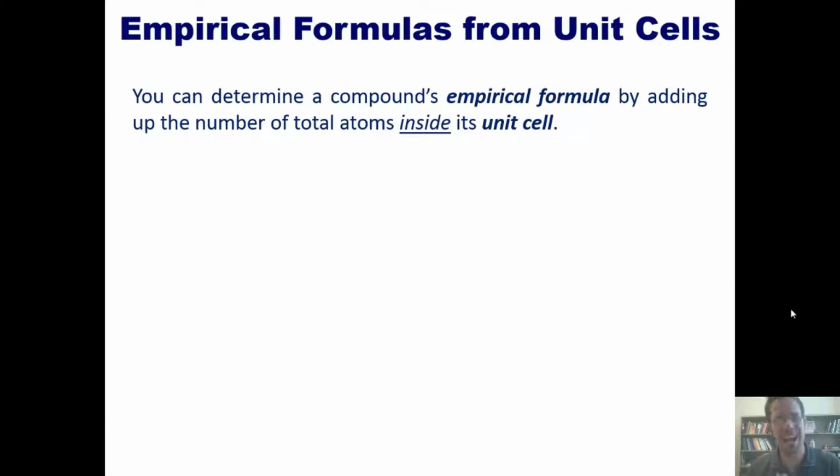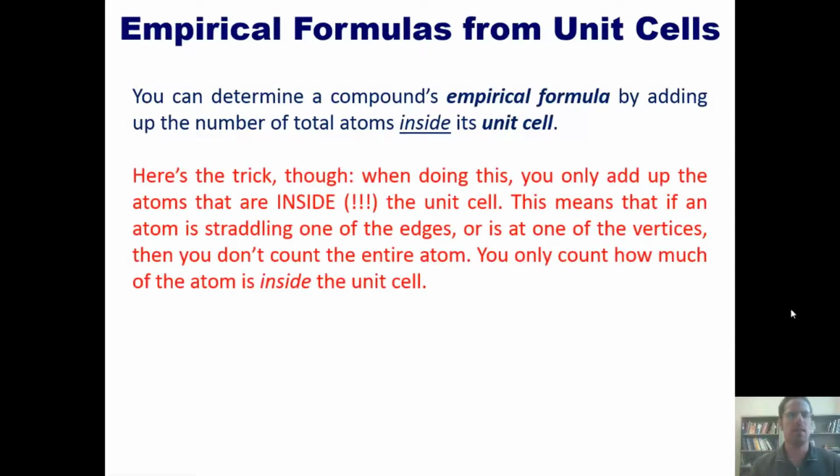You see, you can actually determine a compound's empirical formula from its unit cell. All you have to do is add up the total number of atoms that are inside the unit cell. Here's the trick though. When you do this, you can only add up the number of atoms that are inside the cell, and I put 3 exclamation points there intentionally.